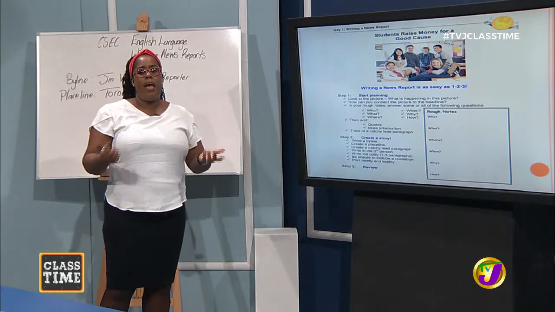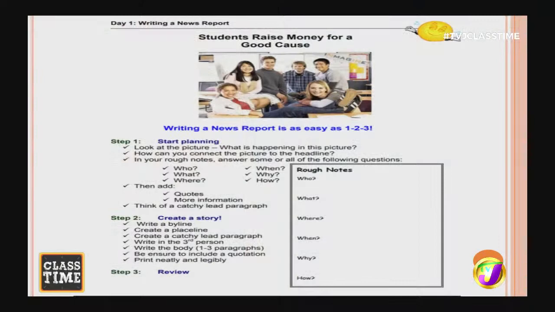All right, so we're going to be helping each other now with our rough notes. So here it says, students raise money for a good cause. All right, so we're planning. And remember, we said that planning is very, very important. Now, we have the picture here. What is happening? Students raise money for a good cause.